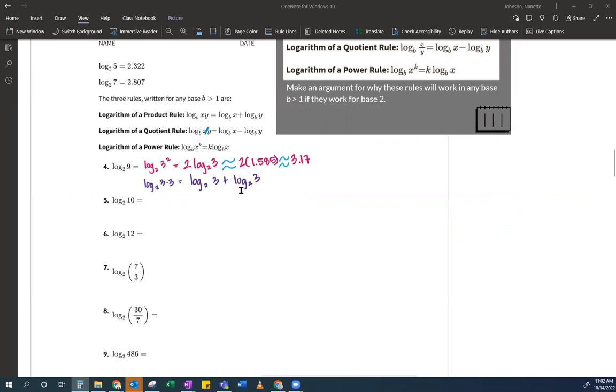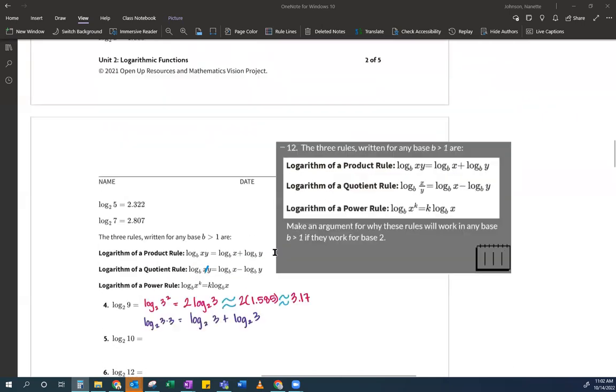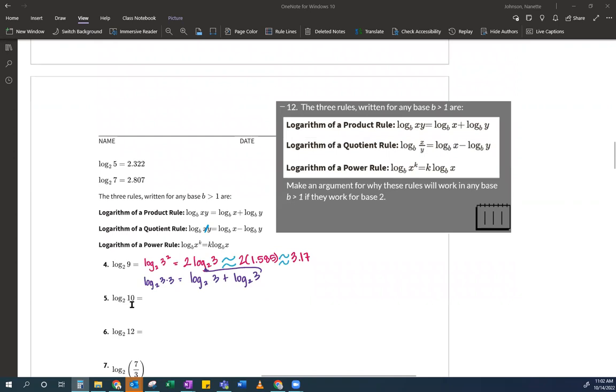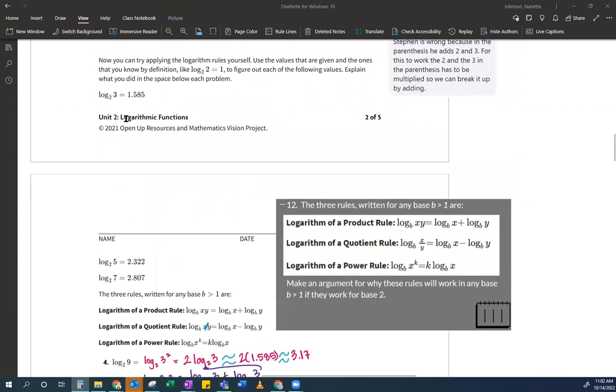Okay. So any questions on this part right here? Okay, so now let's try again. If I'm trying to build a 10, and these are the only numbers I can use, how do I build a 10? How am I going to build a 10?